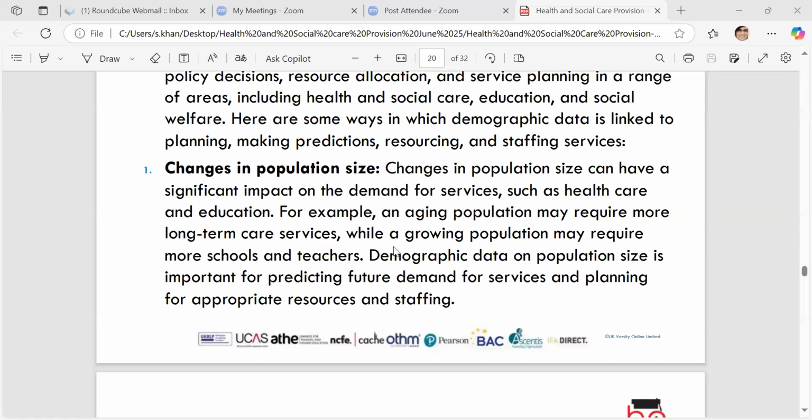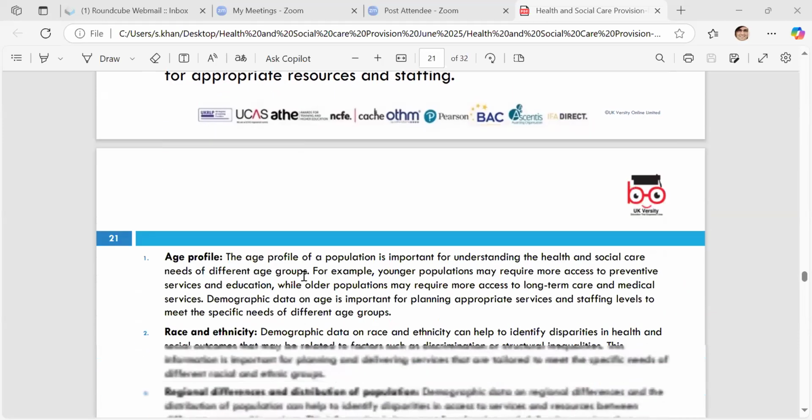For example, if there's a large aging population, things need to be put in place for long-term care services, while a growing population may require more schools and teachers. Demographic data on population size is important for predicting future planning. So it's really important that you predict that for the future.